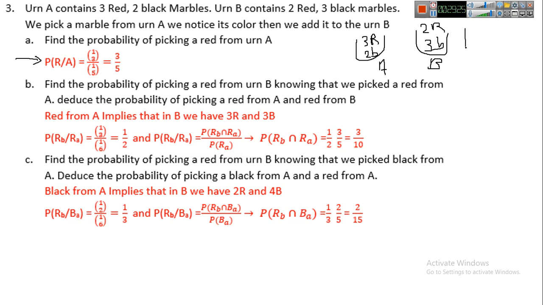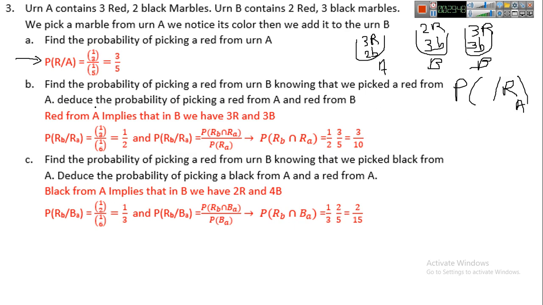In that case, in B, because I have picked a red from A, I'm going to put it in B. So I have 3 red and 3 black. So I know that I have picked a red from A. Let me put R of A.